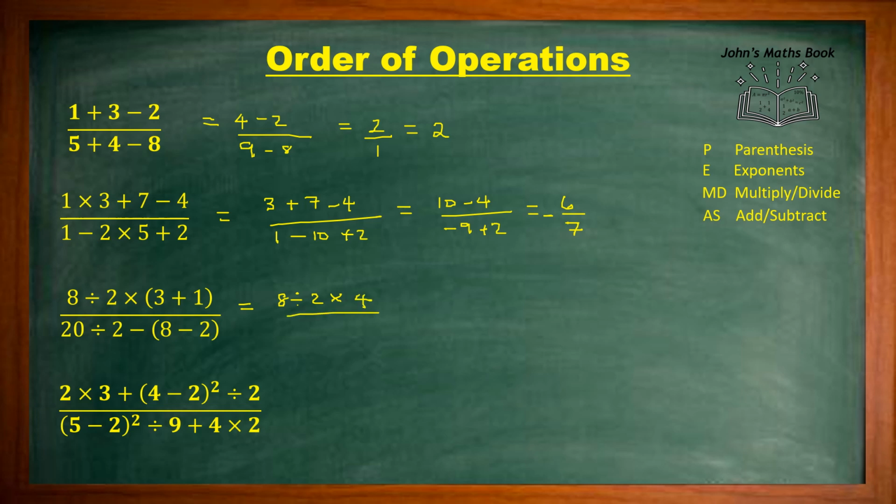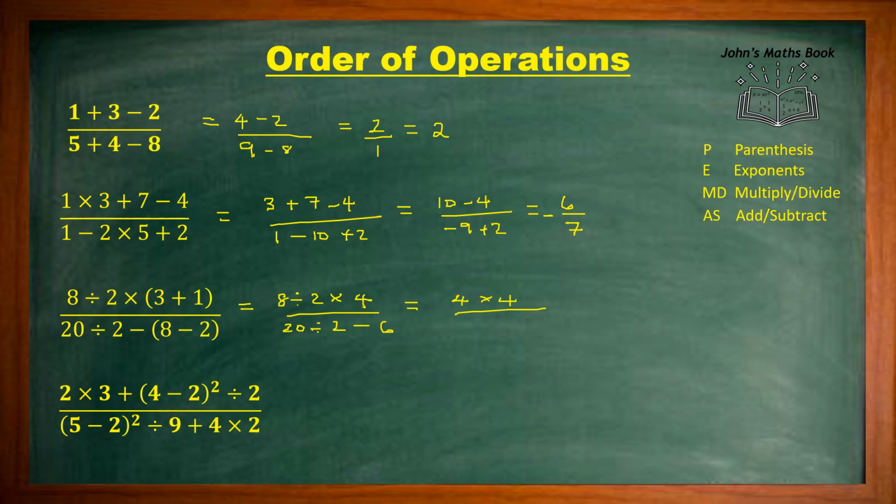That's all divided by. And then in the denominator, we have another set of parentheses, so we need to do those first. So we have 20 divided by 2 minus, and then 8 minus 2 leaves 6, so it's minus 6. And if we go back to the numerator, we have 8 divided by 2 multiplied by 4. So division and multiplication have equal status, so we work from left to right. So 8 divided by 2 is 4 multiplied by 4. And in the denominator, we have 20 divided by 2 minus 6.